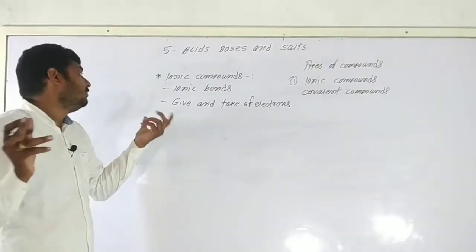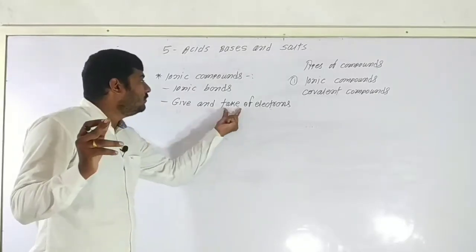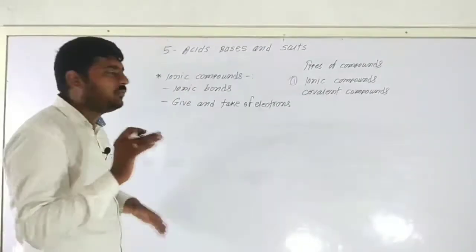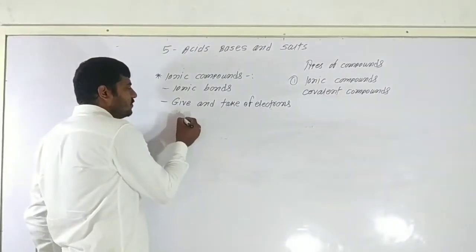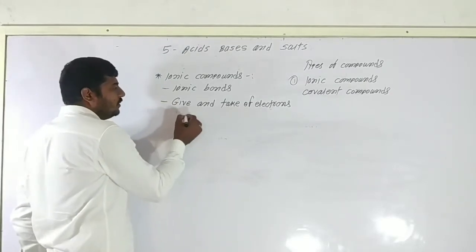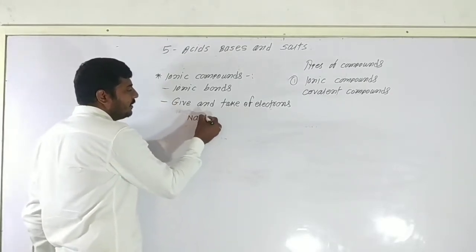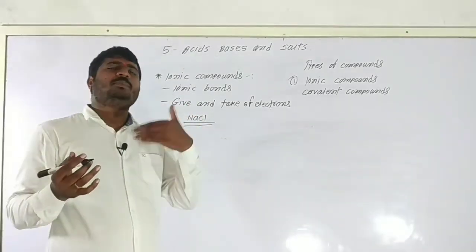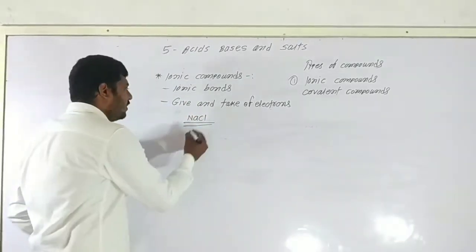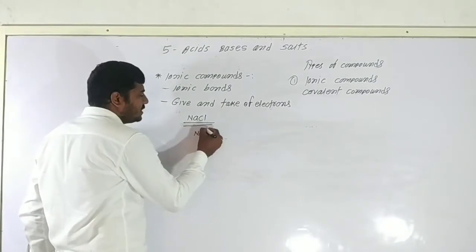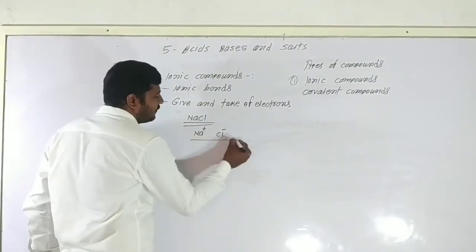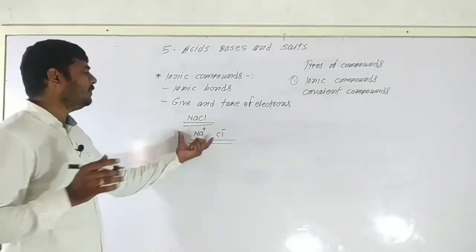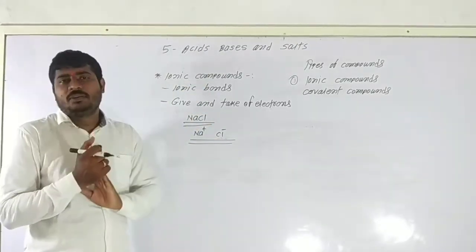Ionic bonds are formed after give and take of electrons. For example, in the formation of sodium chloride, NaCl, sodium loses one electron and chlorine accepts one electron and forms Na+ and Cl-. That type of compound is called an ionic compound.